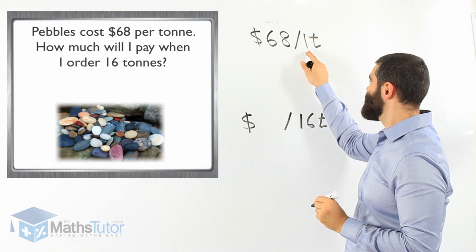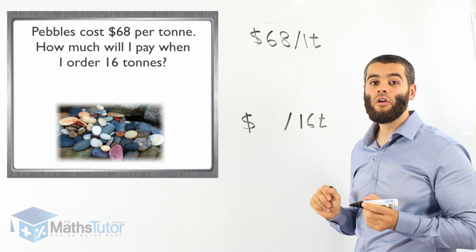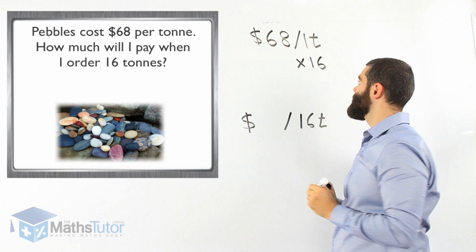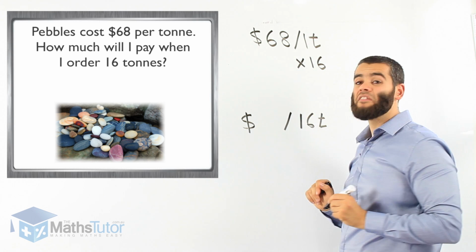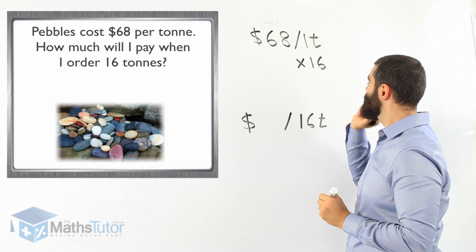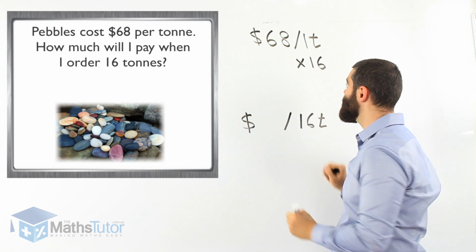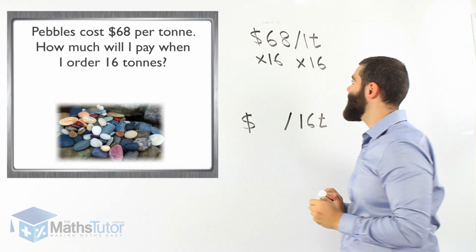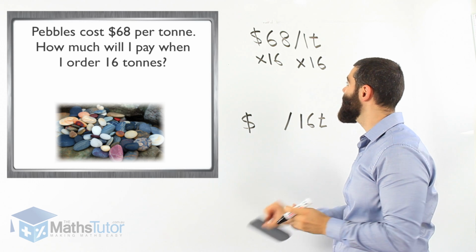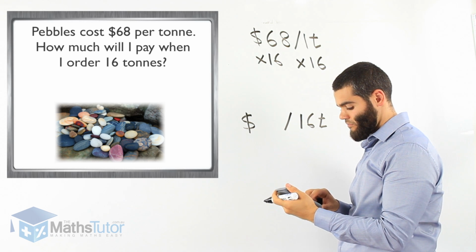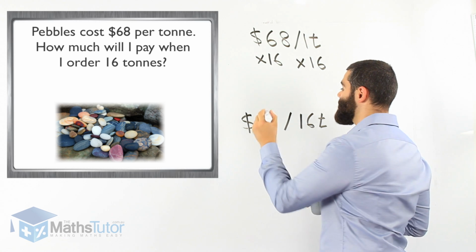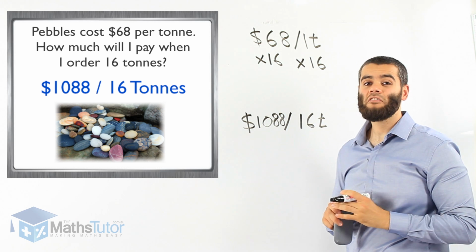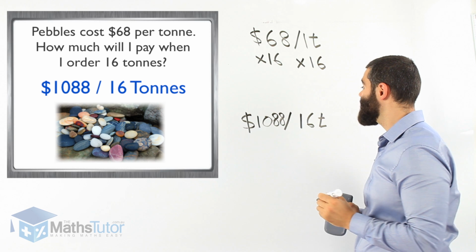16 tonnes. From 1 tonne to 16, we know we've got to multiply by 16. We're going from 1 tonne and we are ordering 16 tonnes. So 1 times 16 is 16. What we do to one side, we must do to the other side. 68 times 16, let's work it out. $1,088. 16 tonnes of pebbles is going to cost $1,088.